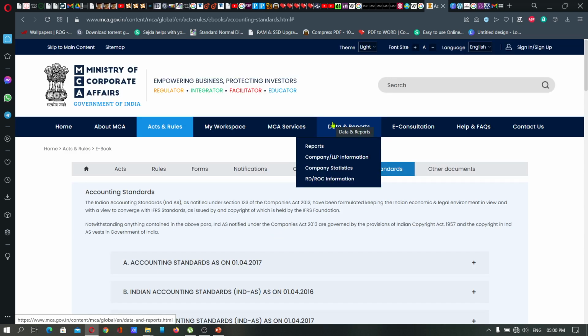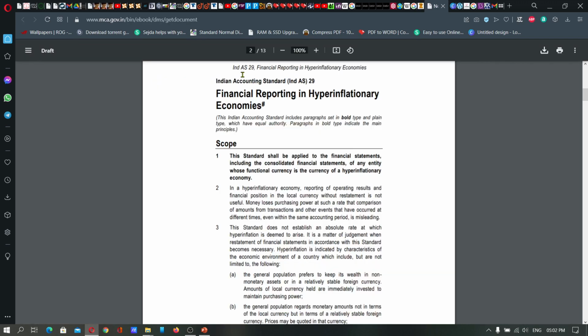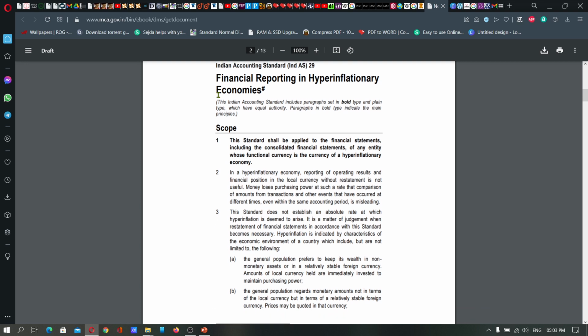Next one, Ind AS 29, that deals with financial reporting in hyperinflationary economies. Before we go into the standard, you need to have an idea about what is meant by hyperinflationary economies. So before we go into hyperinflationary economy, we need to understand what is meant by hyperinflation.